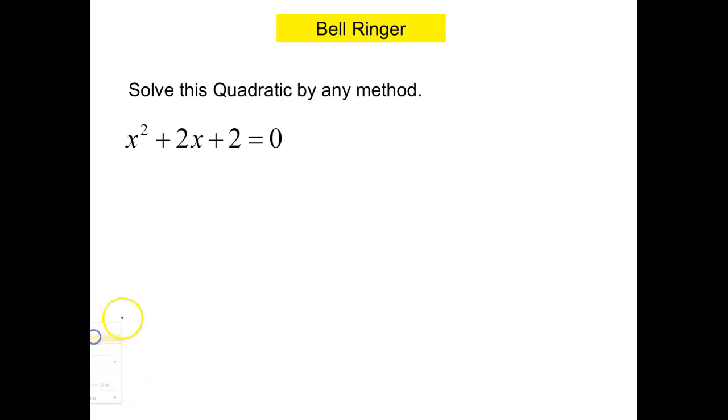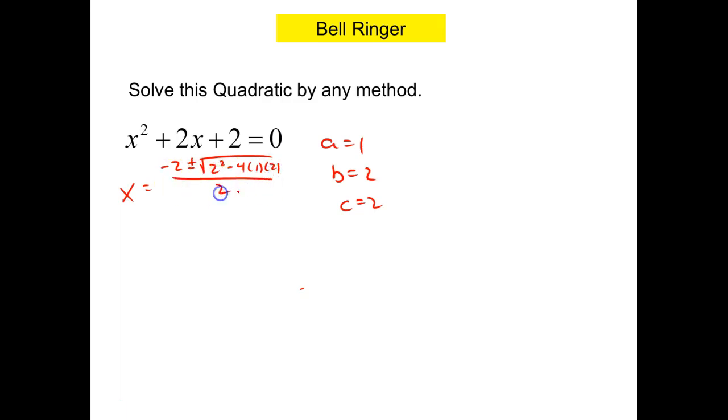So let's make sure I have my pen here. Let's identify my a as 1, my b as 2, and my c as 2. Plug everything in. The quadratic formula tells me that x equals the opposite of b plus or minus the square root of my b squared minus 4 times a times c all over 2 times my a term. So that's negative 2 plus or minus the square root of 2 squared is 4 minus 4 times 1 times 2, 8, all over 2.